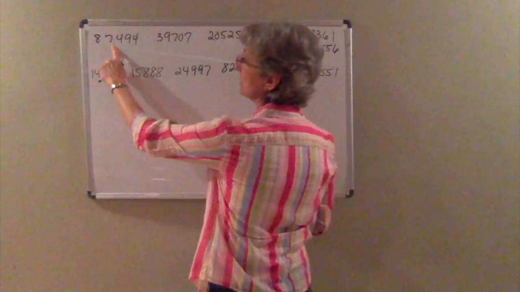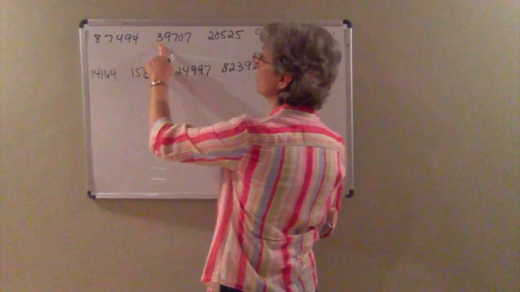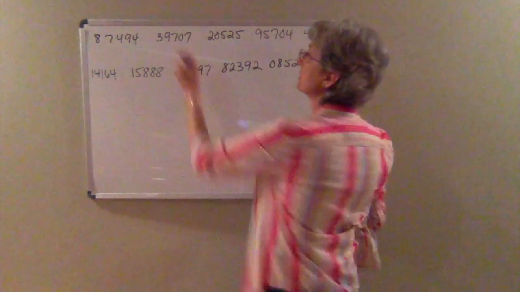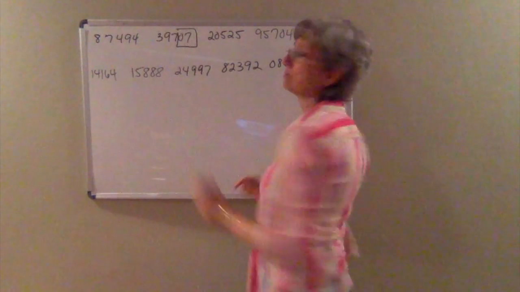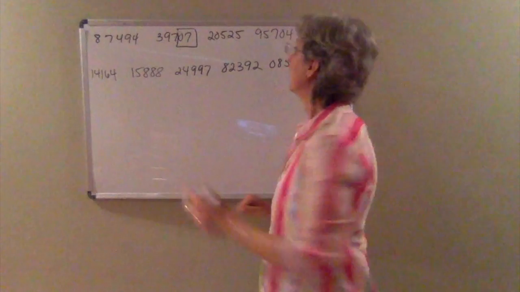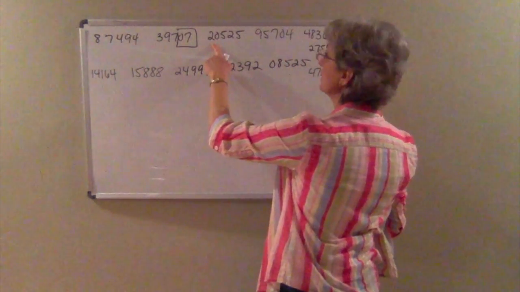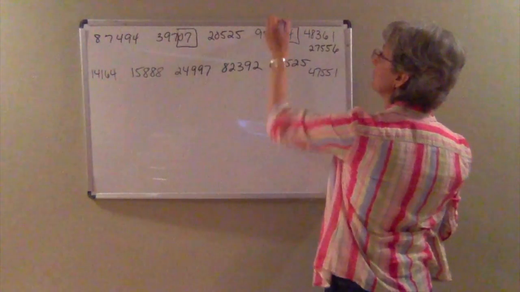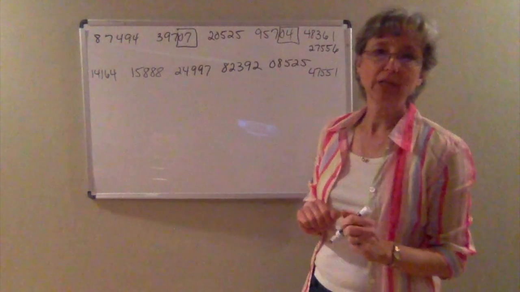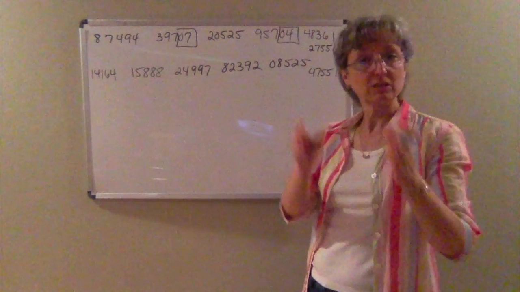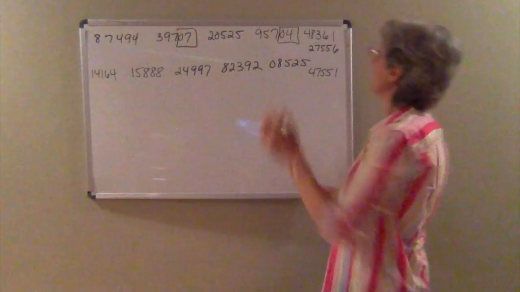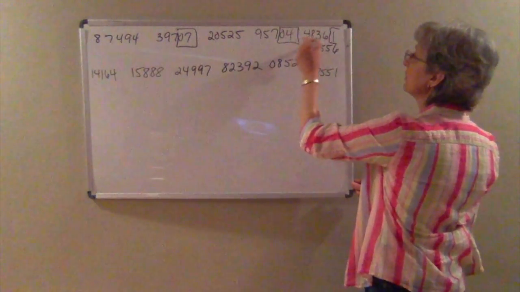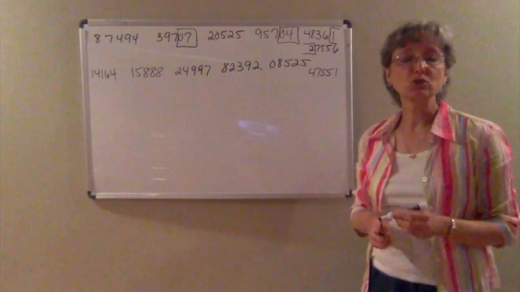So 87 would not work, neither would 49 or 43 or 97, because those are not in his list, but 07 is. So there would be the first student chosen. Then 20 would not work, 52, 59, 57 no, but 04 would be the second player chosen at random. Do you see how we just divided it up into 2 digits? 48, 36, no, but the next one is 12. I ran out of room, sorry about that. The next one is 12.